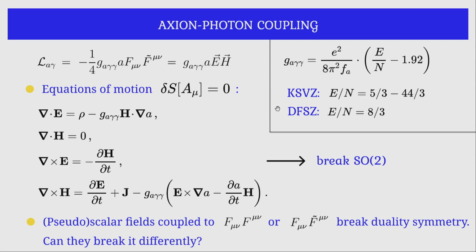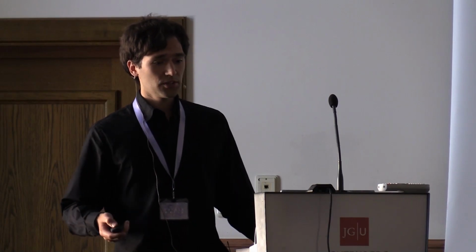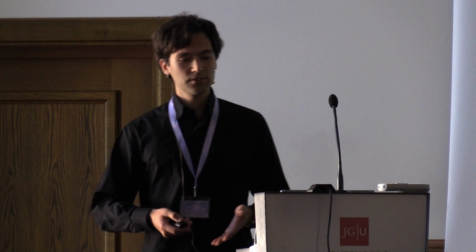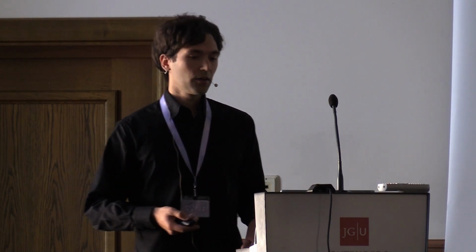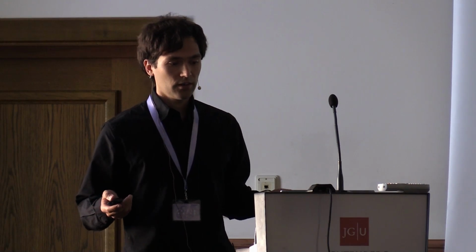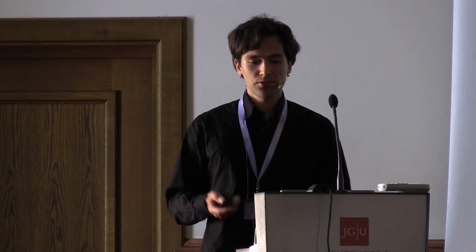It's easy to see that if you exchange electric and magnetic fields, you get a different expression with different phenomenological consequences. So the question is, okay, we see that the axion breaks the electric magnetic duality symmetry in some particular way. Can it break this symmetry in some other way? And if yes, in what theories?